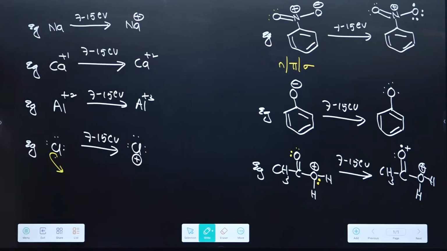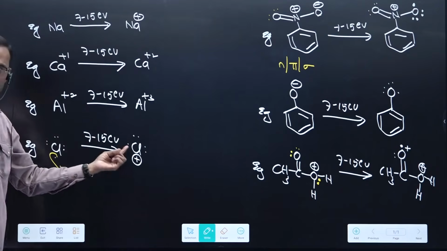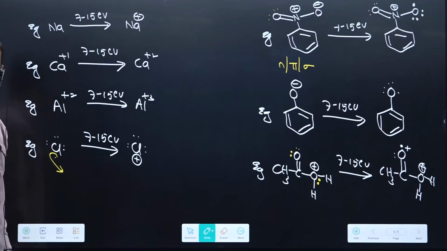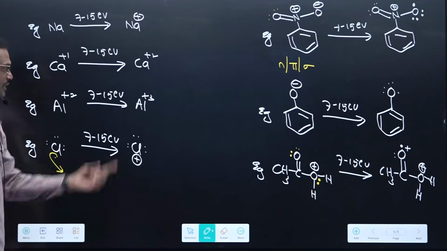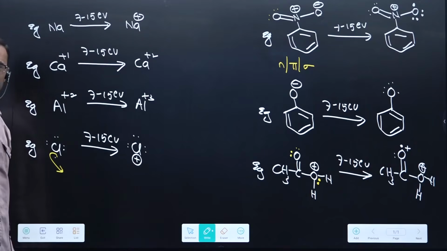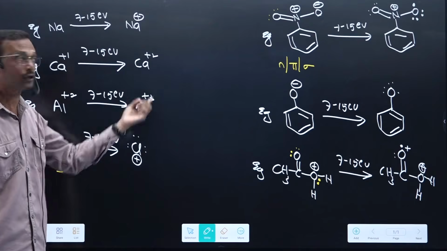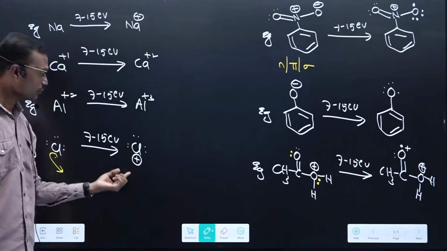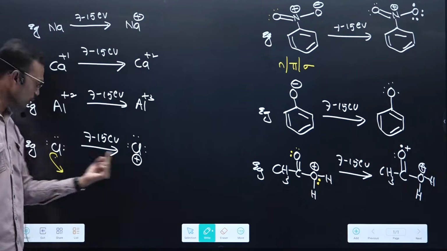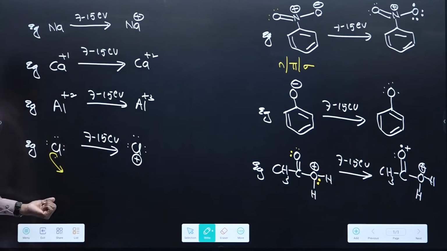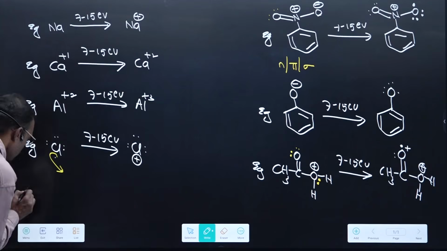Now, is it a radical cation? No, it is not a radical cation, only a cation. Only dication, trication, cation. What is this? Cation. Now, between these two, who is the molecular ion? This is the molecular ion.